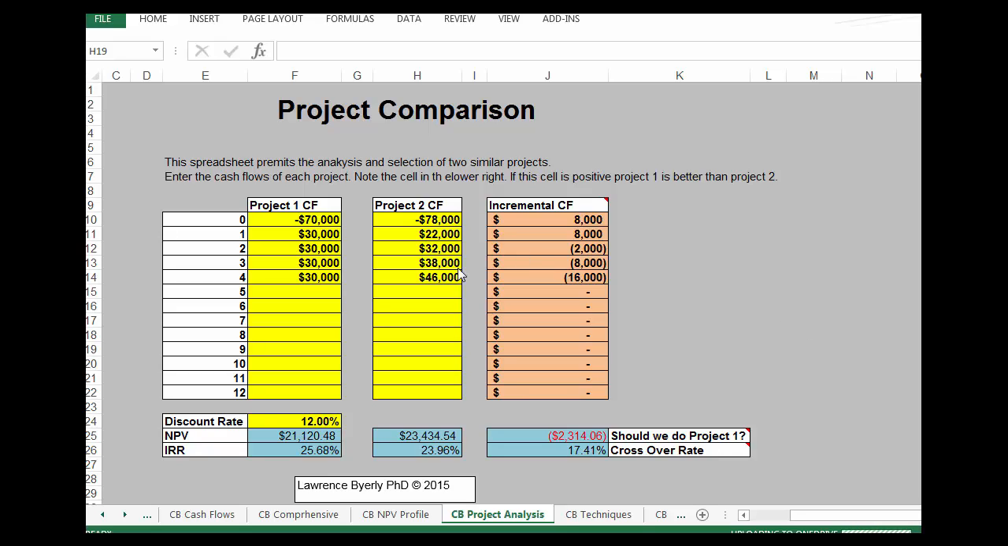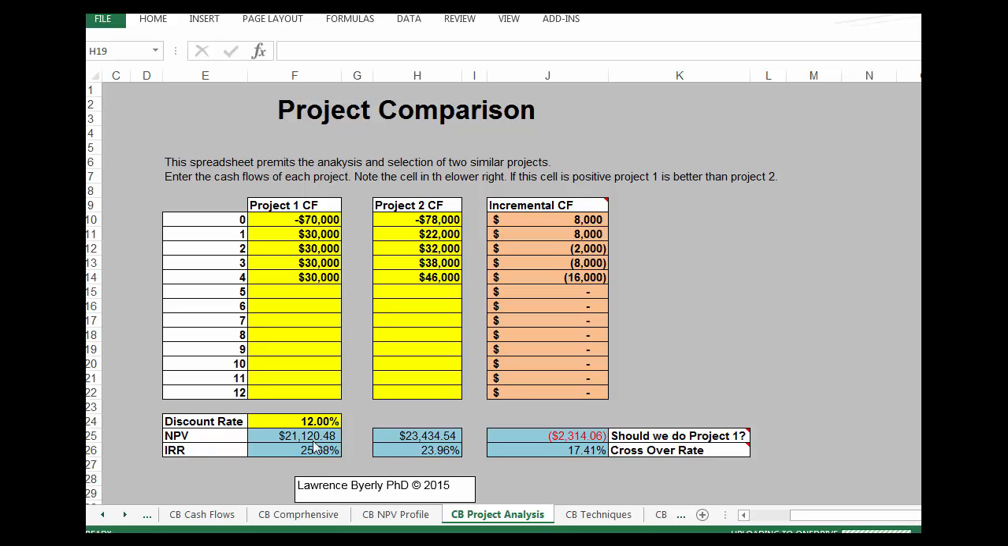And here I have two projects that I've set up, and you can see that both of them have net present values that are positive. Both of them have internal rates of return that are greater than their discount rate. So they're both good projects. Which is the better of the two projects?